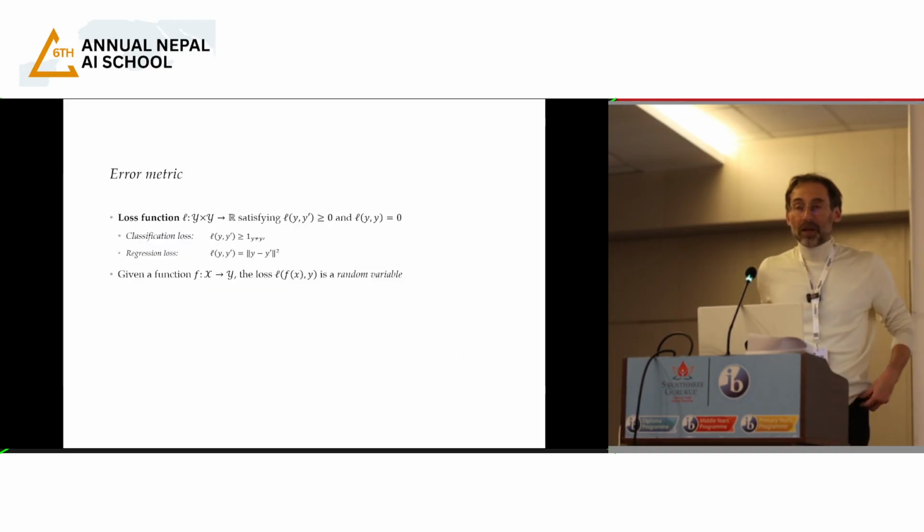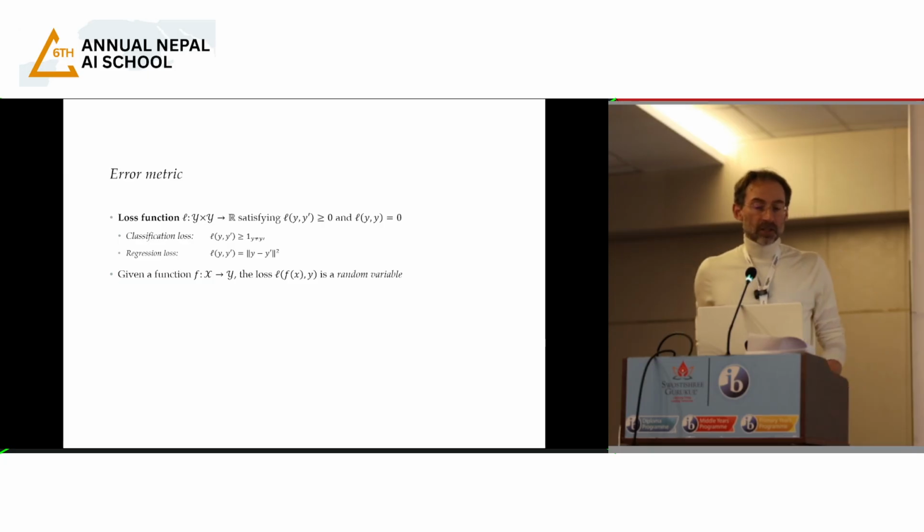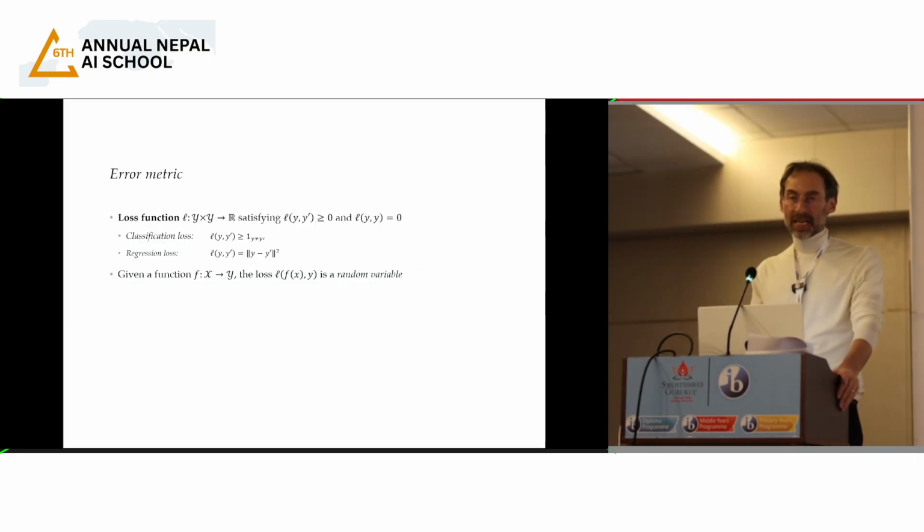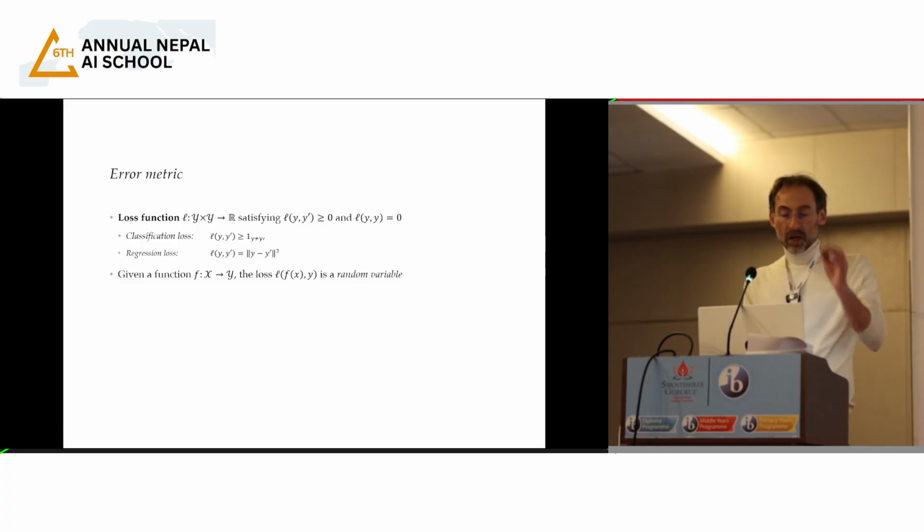So we also want to be able to measure the error, right? And this is quantified using what is called the loss function. So the loss function basically takes the output of your prediction, the label that you're producing, and you compare it to the ground truth label. Typically you see it in classification or in regression. These would be the losses.